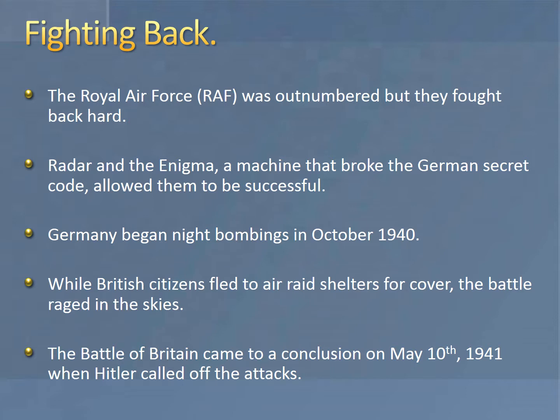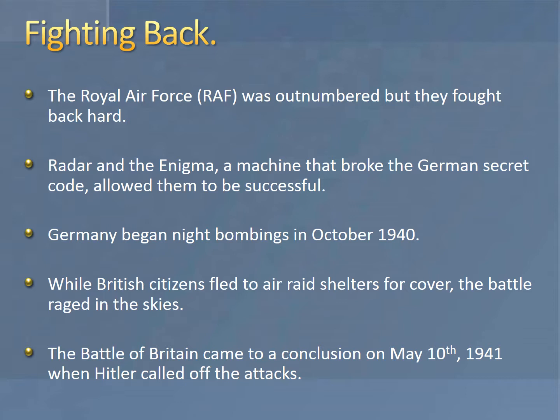So the Royal Air Force was outnumbered, but they fought back hard. Two of the things that helped the British fight back were radar, the new invention that had recently come out, which allowed them to detect airplanes when these bombing missions by the Germans were going to happen, and the Enigma, a machine that broke the German secret code. When they captured this machine, it allowed them to know the German plans, basically. So those two things definitely helped the British survive during these attacks.